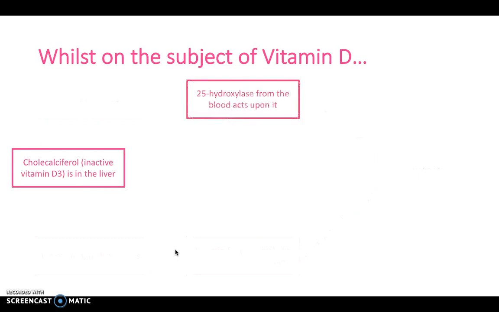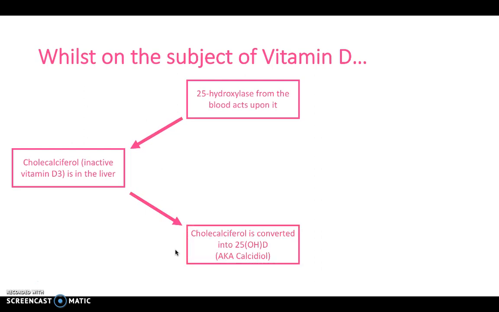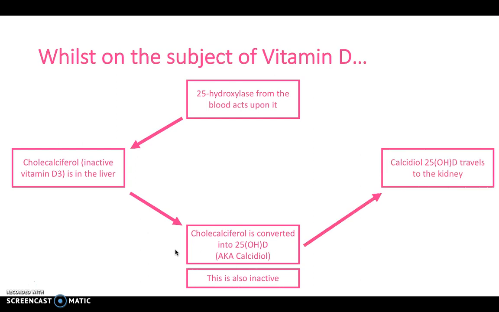When in the liver, it is stationary there, and 25 hydroxylase from the blood acts upon it. As a result, the output there is cholecalciferol is converted into 25 hydroxy D. This is also called calcidiol. So remember, this is also inactive at this point, and calcidiol travels to the kidneys. So we've come into the body, gone to the liver, and now we're going to the kidneys.